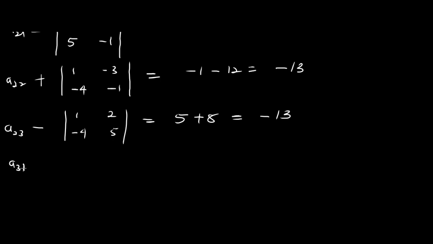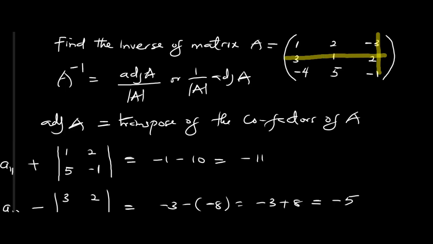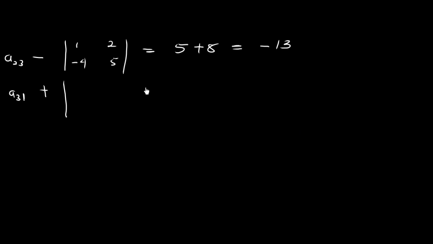So let's move to A31. A31 will be positive. So that is third row, first column. So we are left with what? 2 minus 3, 1, 2. So let's find the determinant of this. 2 times 2, we have 4. Then minus 3 times 1, that's minus 3. Minus times minus is plus. So this is 7.